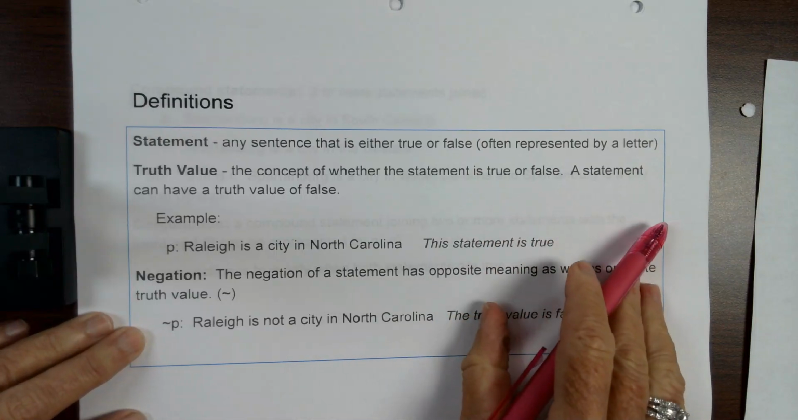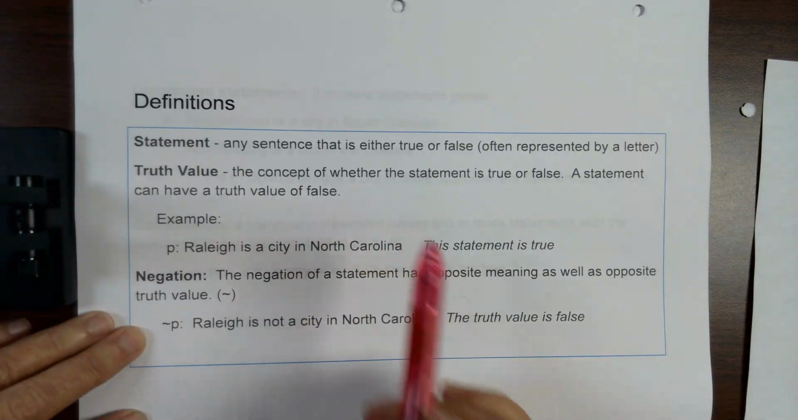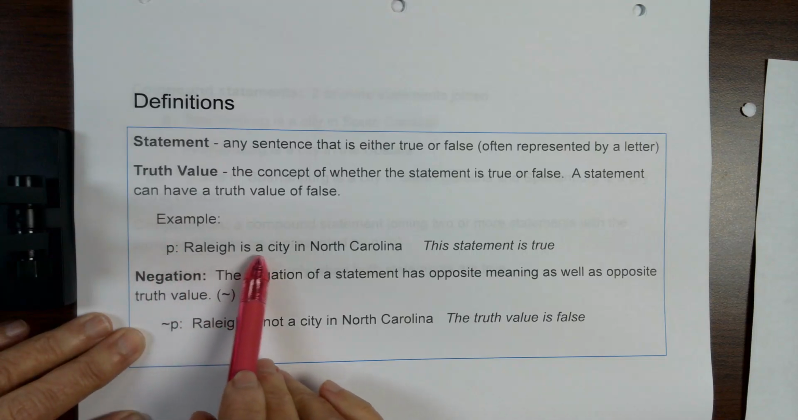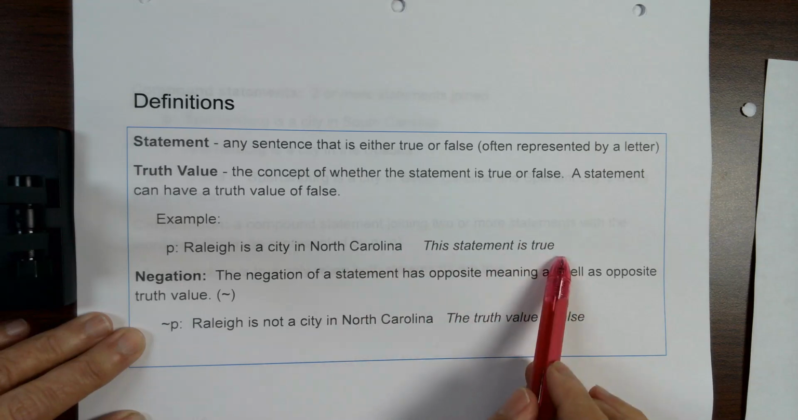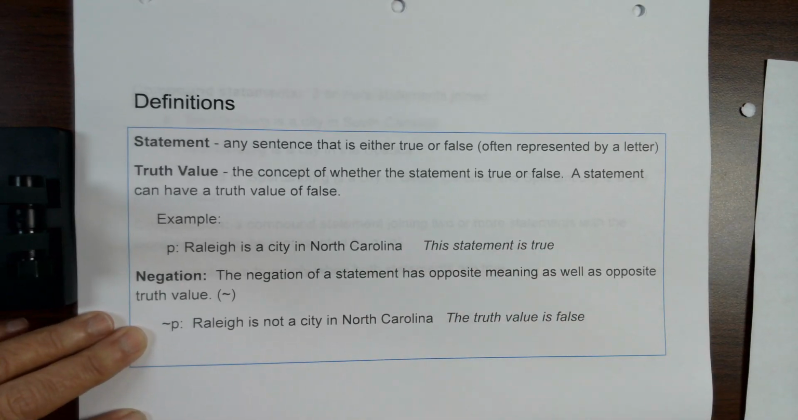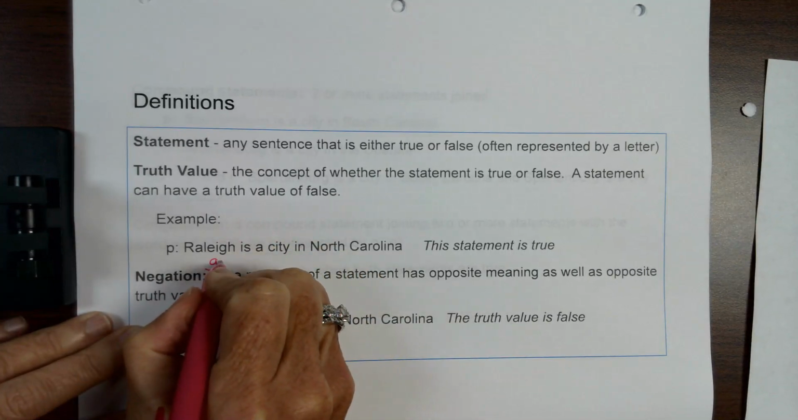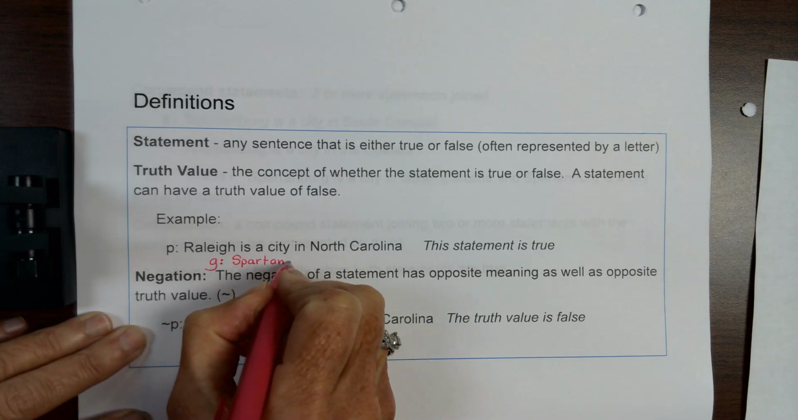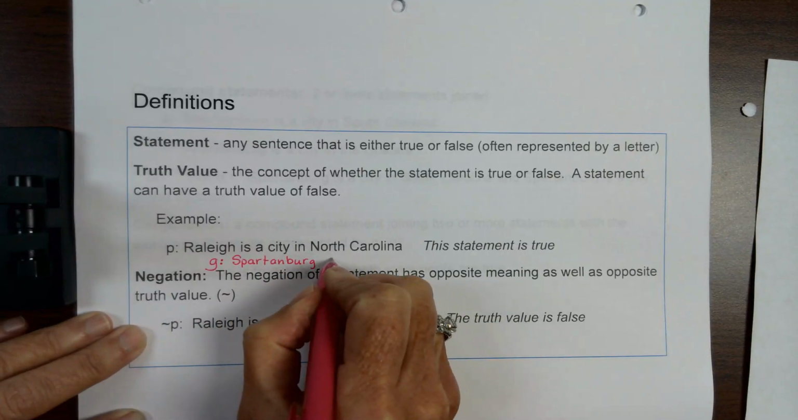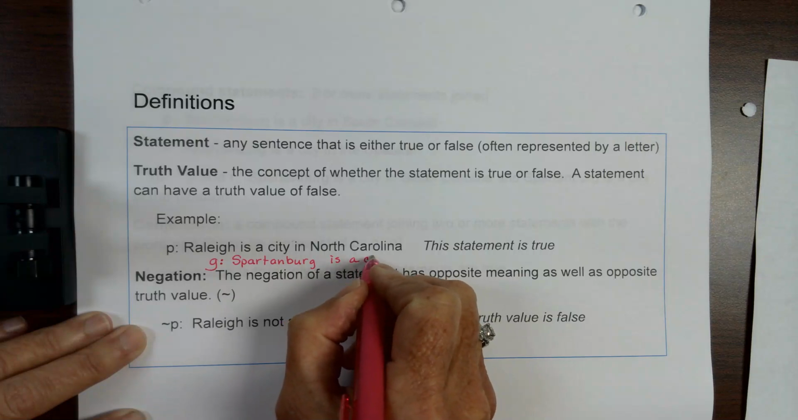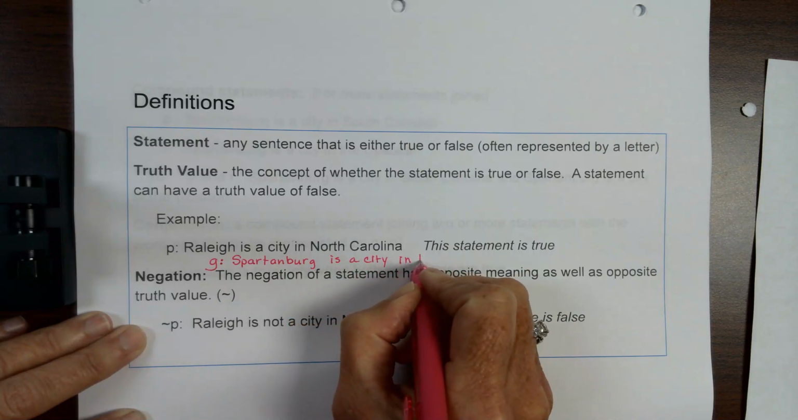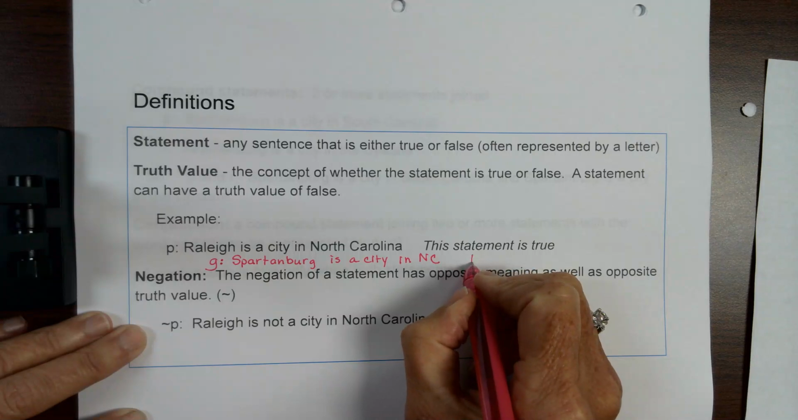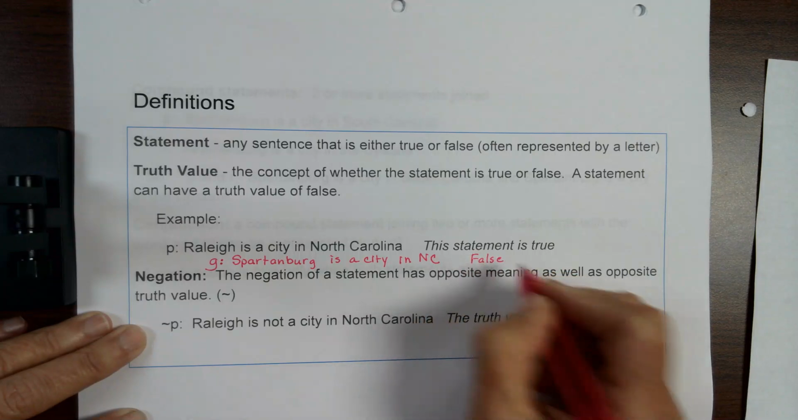So a statement can have a truth value of false. For instance, here's statement P. It says Raleigh is a city in North Carolina. This statement is true. If I said statement G is Spartanburg is a city in North Carolina, then this statement has a truth value of false.